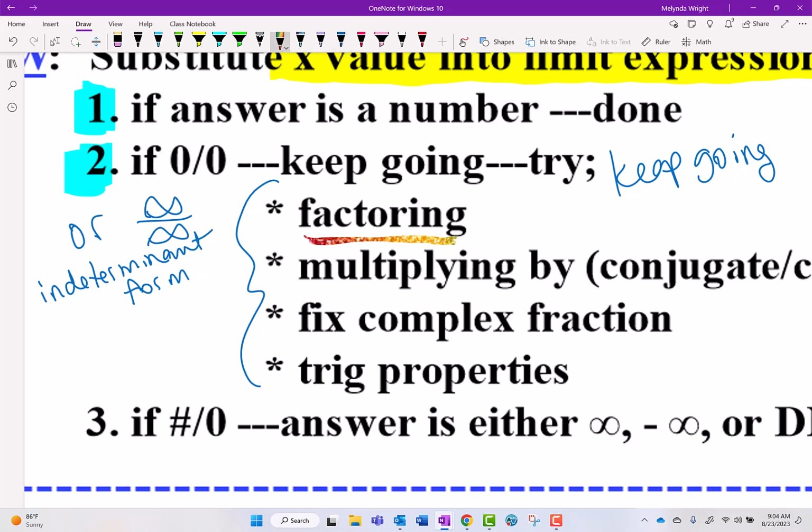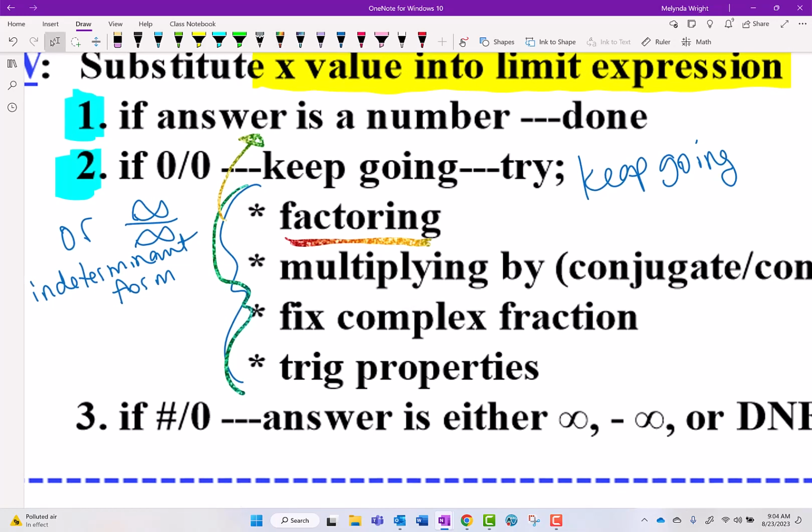So would it make sense to factor? We would factor it and then see if we could get it to be able to just substitute the number in and get an answer. That's what we're hoping for. In doing one of these things, we'll bounce back to type 1 and we'll just be able to plug in a number and we're done. Okay, that's what we're hoping for. So what do we try? We want to try factoring.